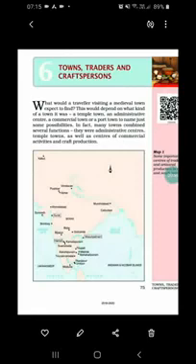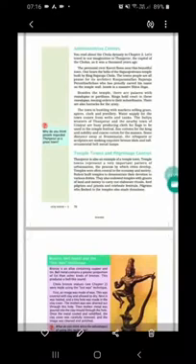So the chapter starts with the towns, and we need to understand that there were different kinds of towns. There were temple towns, administrative towns, commercial towns, port towns, and as the name suggests, these towns were popular for specific reasons. Like temple towns and pilgrim centers. Temple towns represent a very important pattern of urbanization, the process by which cities develop. Temples were often central to the economy and society.